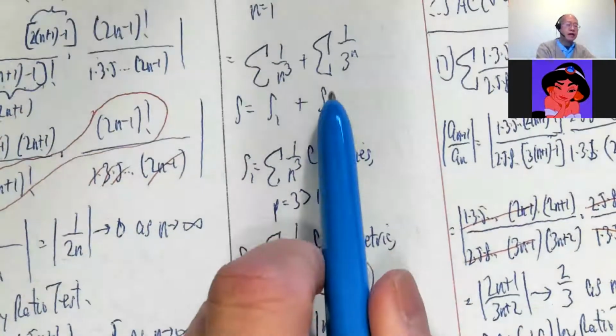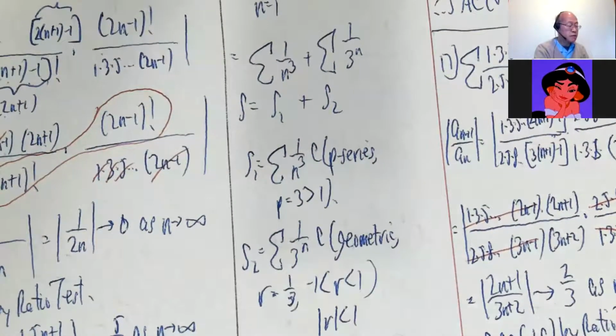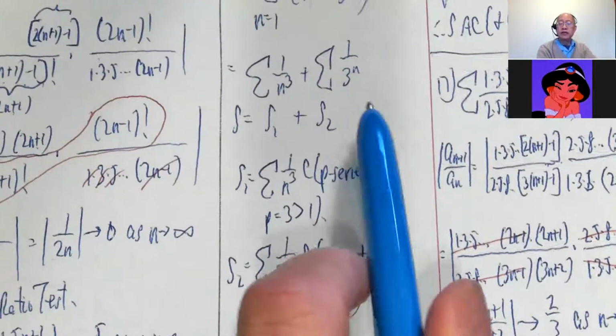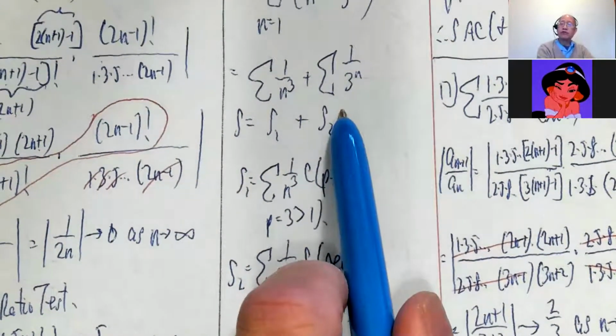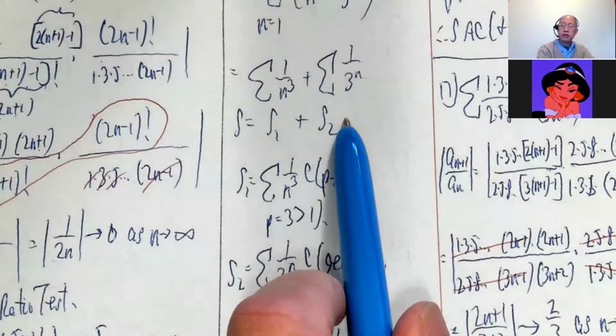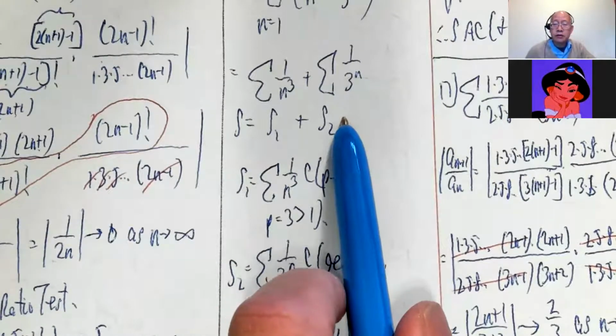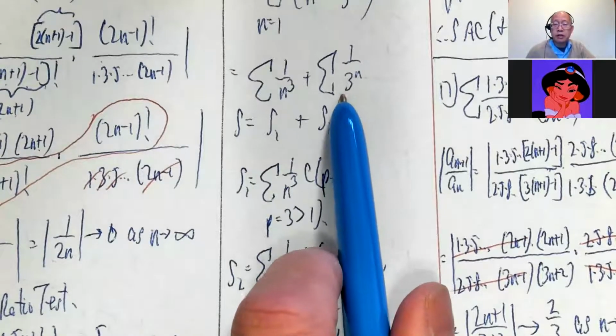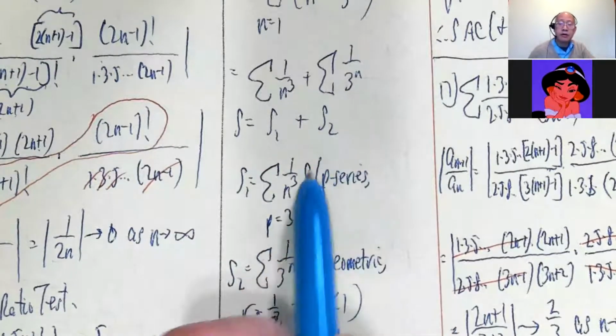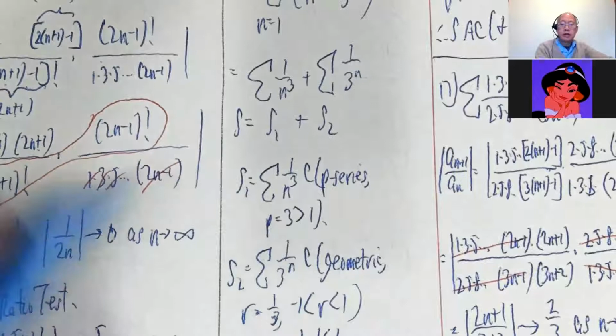S2 is 1 over 3 to the n. And we just talked about that back over here. That is a convergent geometric series. That one you can actually find a sum. We have a formula for that, right? A over 1 minus r for a geometric series back in section 2, I think it was. And for a convergent geometric series, the sum was a over 1 minus r. But right now, we just want to say it's convergent.